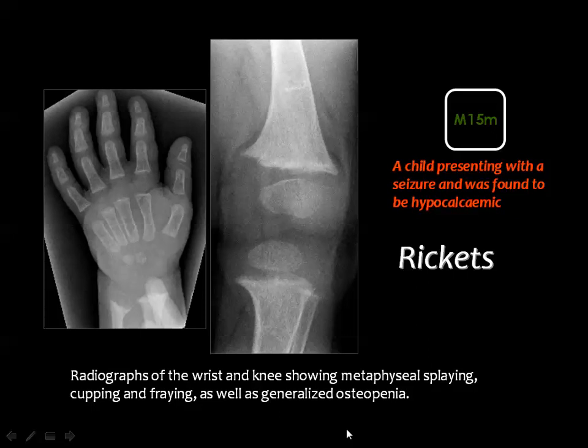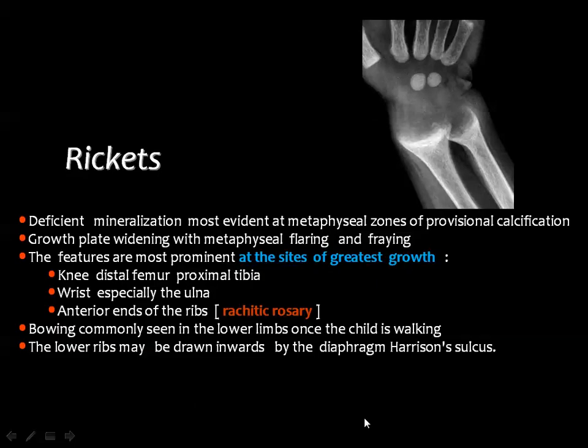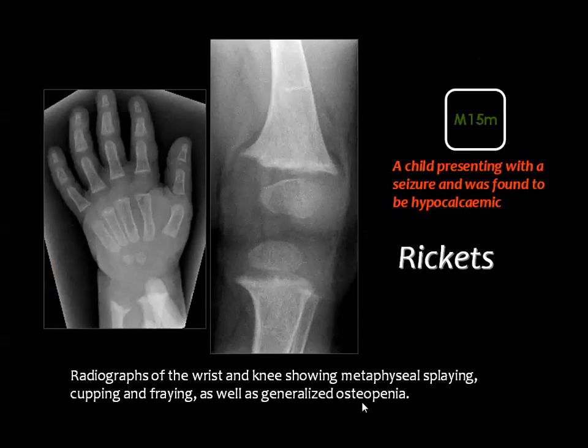Then what happens is improper mineralization of the zones of provisional calcification, and you get a broadening of the metaphyseal ends of long bones, cupping and fraying of the end of the bone, and these are classic features of rickets.